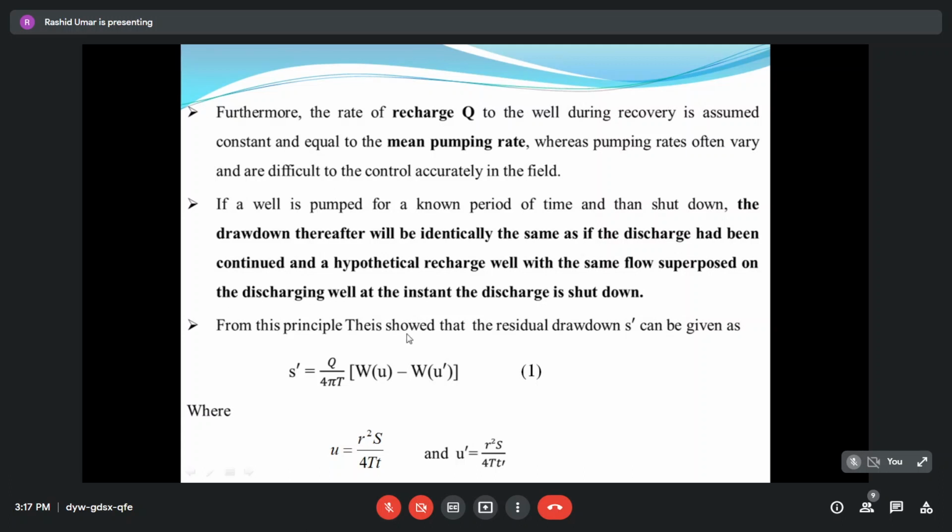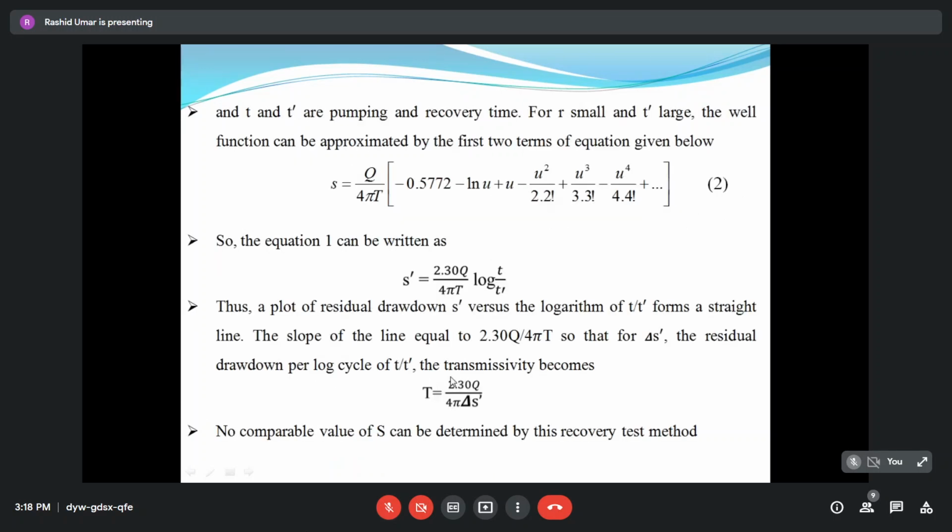So from this principle, Theis showed that residual drawdown s' can be given as s' = Q over 4 pi T W. This is Theis method. And u' = r squared S over 4 T t', where t' is the time of recovery. This is pumping time, this is recovery time, so this is subtracted from here. t and t' are pumping and recovery time.